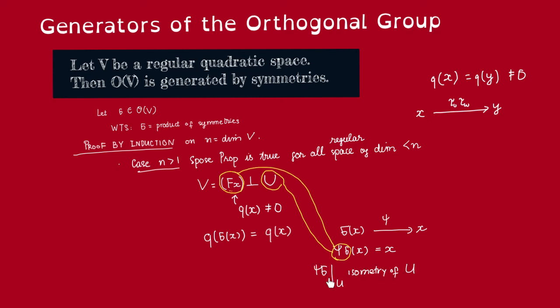So psi sigma restricted to U is an isometry of U, and thus by the induction hypothesis it must be a product of symmetries. Each of these symmetries extends uniquely to a symmetry on the whole of V, so psi sigma itself is a product of these symmetries. And so sigma itself must be a product of symmetries, as desired. Thus we have shown that every isometry of a regular quadratic space is a product of symmetries.